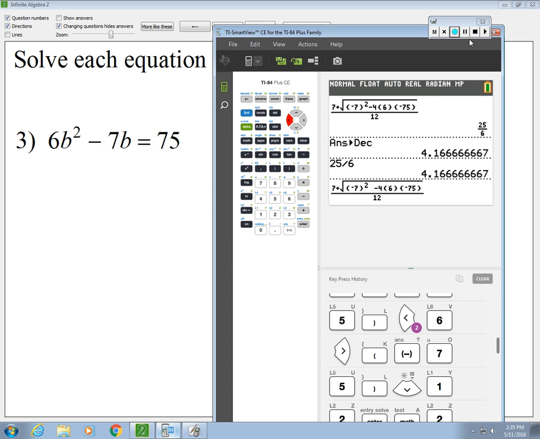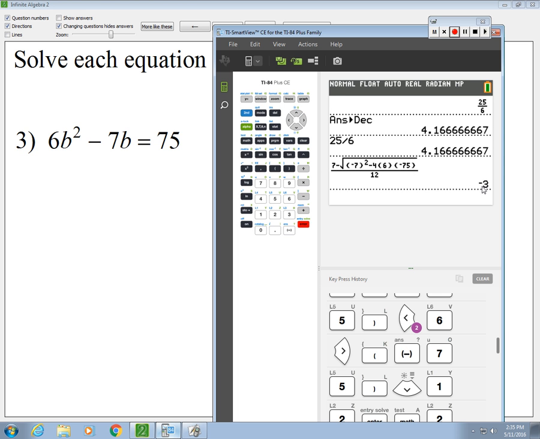Okay, so you just keep going over until you get to that first plus sign and change it to a minus. And then hit enter, and there's your second answer, negative 3.